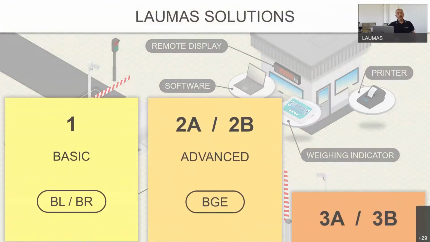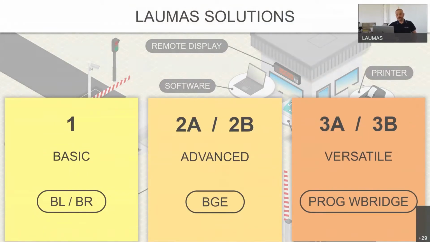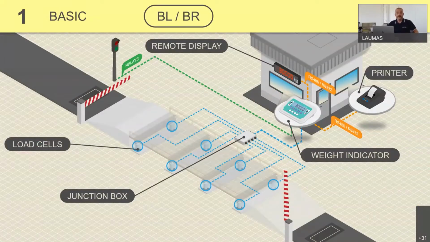Today, I will show you three possible different solutions that we have named for an easier understanding: basic, advanced, and versatile. So, we can start from the most simple ones, and this is the typical configuration of a classical track scale. In this case, we have analog load cells, a junction box, a weight indicator with a basic software with specific functions for weighbridges, remote displays, printer, and traffic lights.